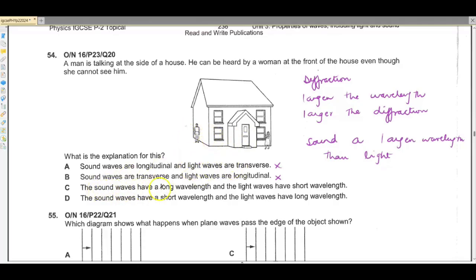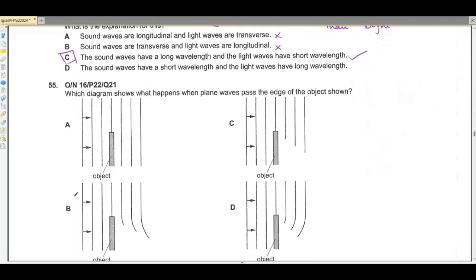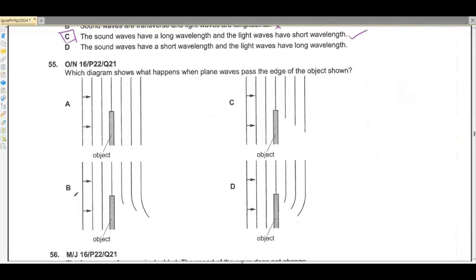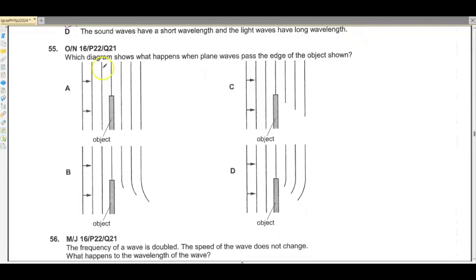ठीक है? The sound waves have a long wavelength and light waves have a short wavelength. Yes, this is the reason why the woman can hear the sound but cannot see the person, because sound waves have larger wavelength, जब वो यहाँ से उनको barrier एक मिलता है तो they bend around it, but the light waves do not. So that is why C is our correct option. ठीक है? All such questions point to diffraction. If you remember the rules of the diffraction, so inshallah you are going to be able to do that.